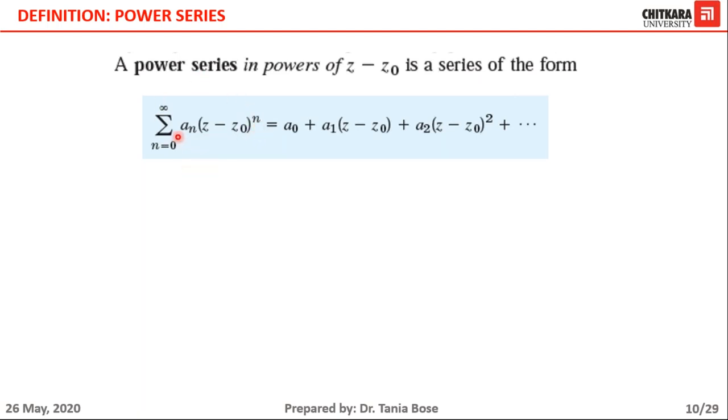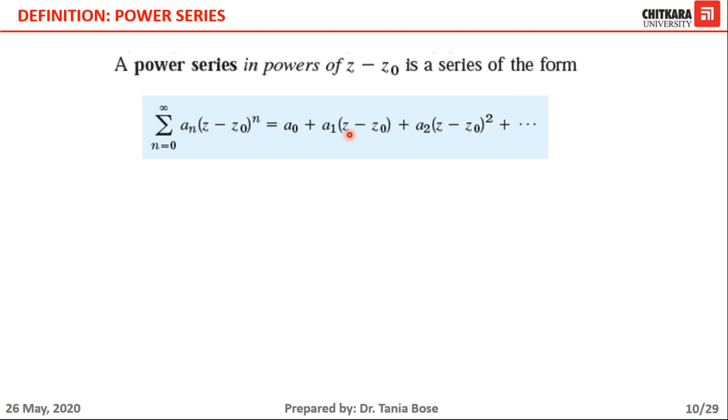You can see that by giving the values n equal to 0, 1, 2, 3, you will get these values. You can just check it out. Put n equal to 0, you will get a naught (z minus z naught) raised to power 0, so you will simply get a naught as the answer. When you put n equal to 1, you will get a1 (z minus z naught). When you put n equal to 2, you will get a2 (z minus z naught) square and so on, right? So this is what is a power series.